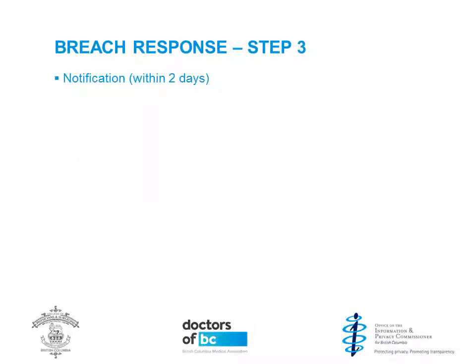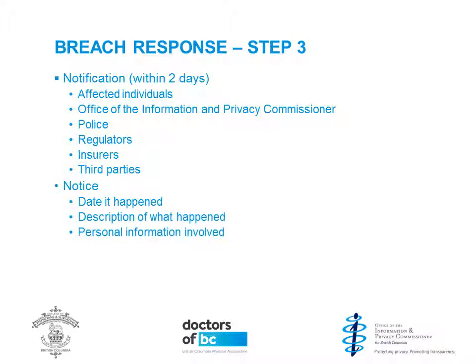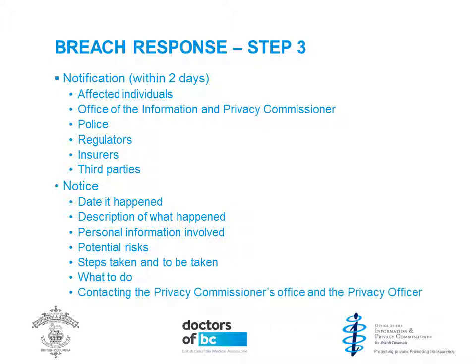The next step is to notify parties that need to know, such as the affected individuals, and as necessary, the Office of the Information and Privacy Commissioner, police, regulators, insurers, and third parties. The notice should contain the date of the breach, a description of what happened, personal information involved, potential risks, steps taken and to be taken, what to do in terms of monitoring credit, and how to contact the Privacy Commissioner's Office and the Privacy Officer.